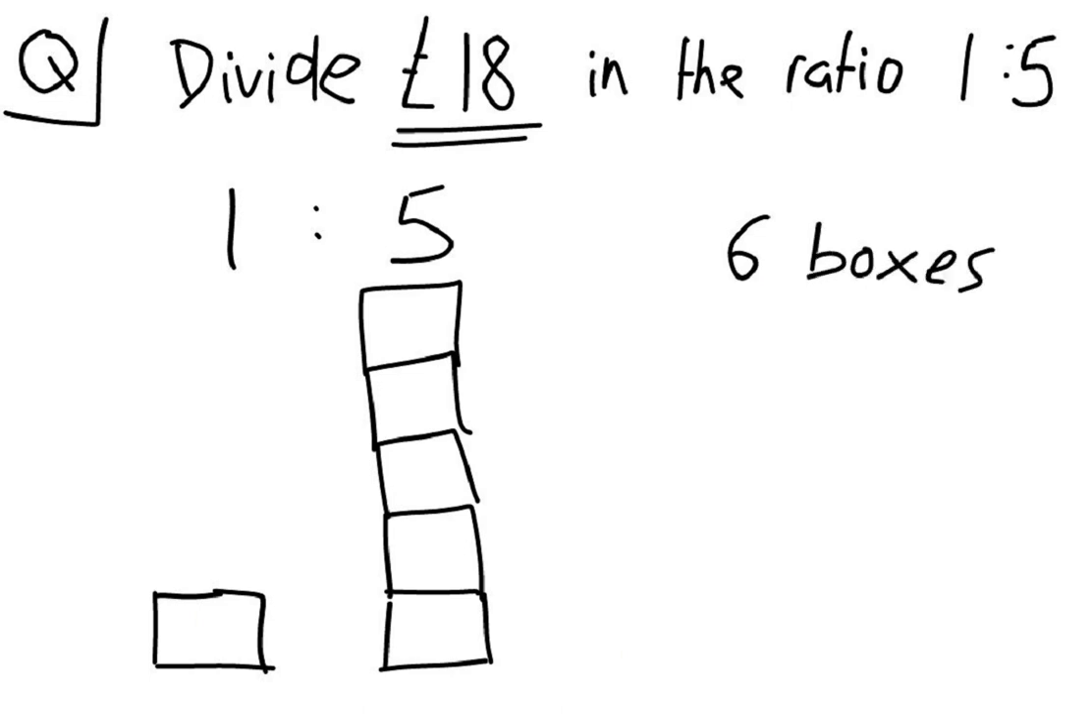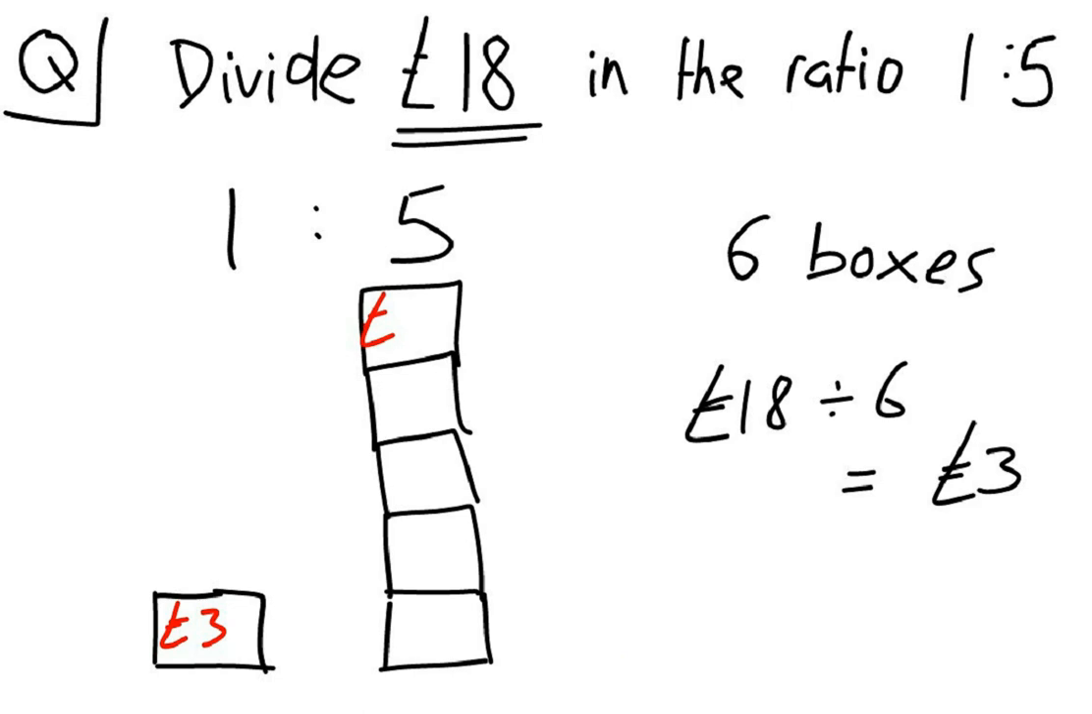So I want to do £18 divided equally between 6 boxes. That gives me £3 in each box. Let's put that in a different colour. So we have £3 in each box.